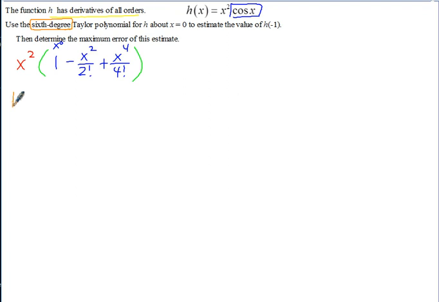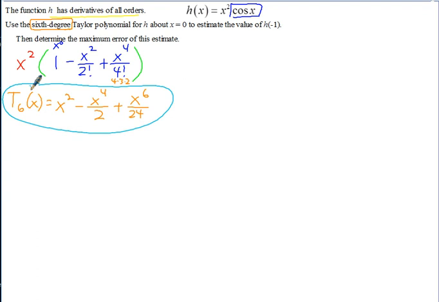So our 6th-degree Taylor polynomial: x squared times 1 is x squared, minus x squared times x squared over 2 factorial is x to the 4th over 2 factorial, that's really just 2, plus x squared times x to the 4th is x to the 6th over 4 factorial, which is 4 times 3 times 2, that's 12 times 2 is 24. And that's it. There's our 6th-degree Taylor polynomial.